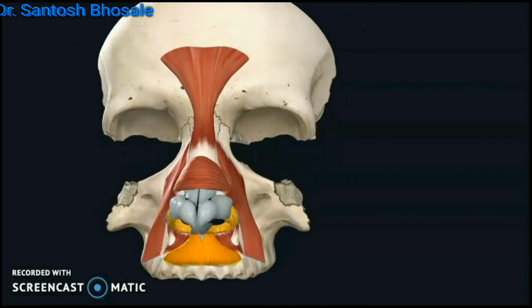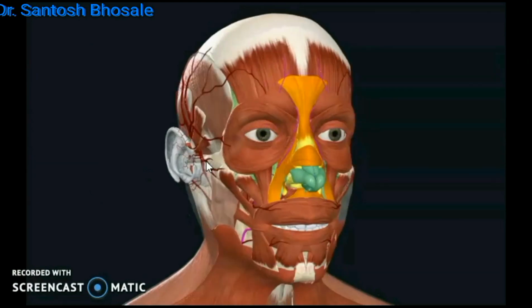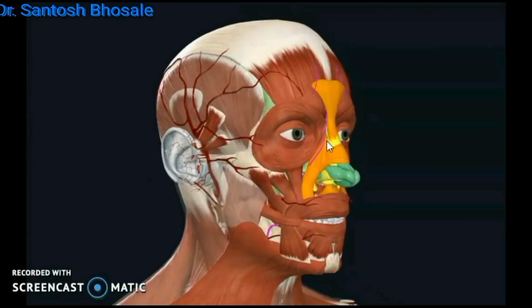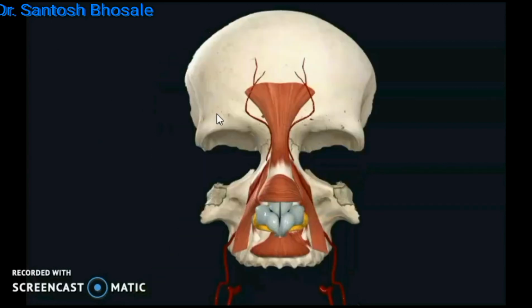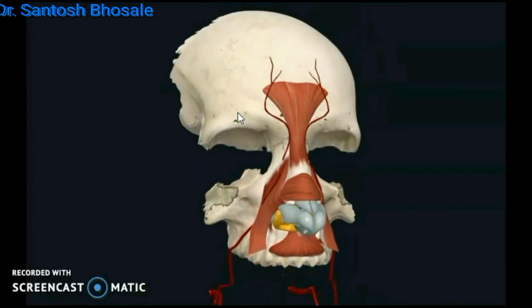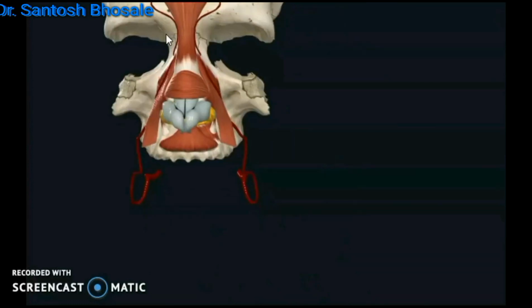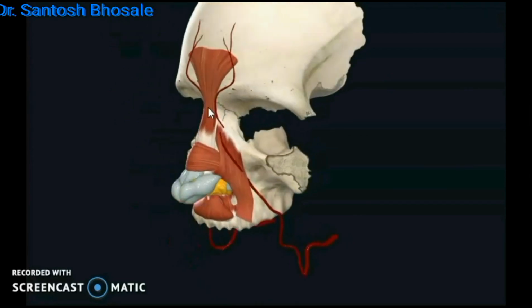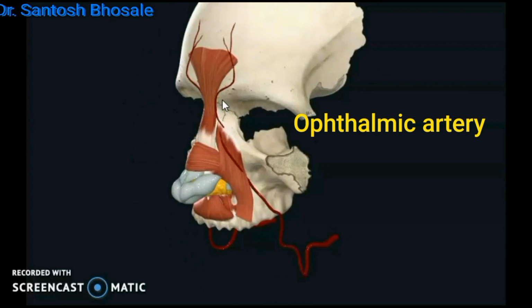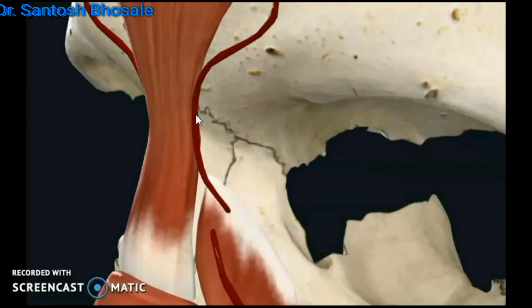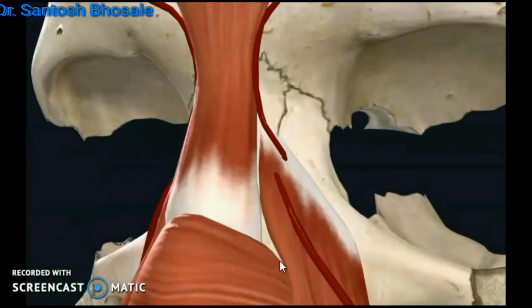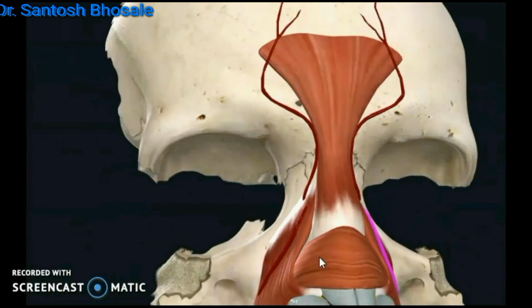This is the musculoskeletal framework. Now we will see the blood supply. Near the root of the nose, you will see the blood supply is from the ophthalmic artery, a branch of the internal carotid artery, one of the terminal branches, you can see there. And on either side of the bridge or dorsum of the nose, you will see the infraorbital artery, coming from the infraorbital foramen, one of the branches of the maxillary artery.